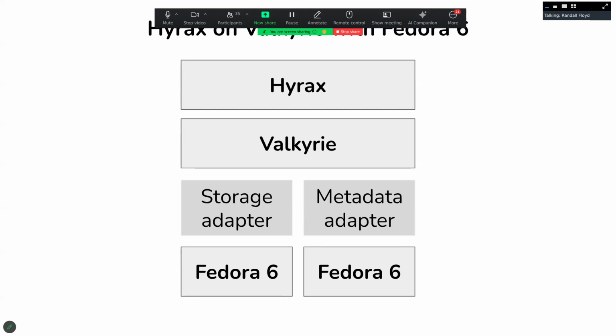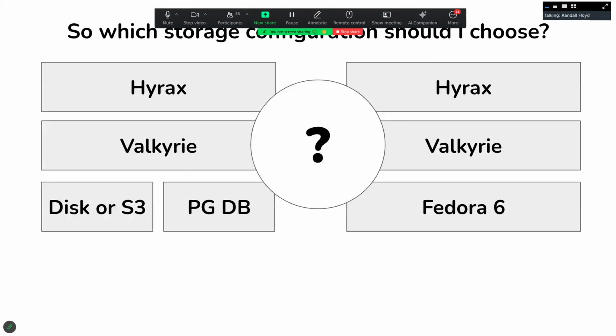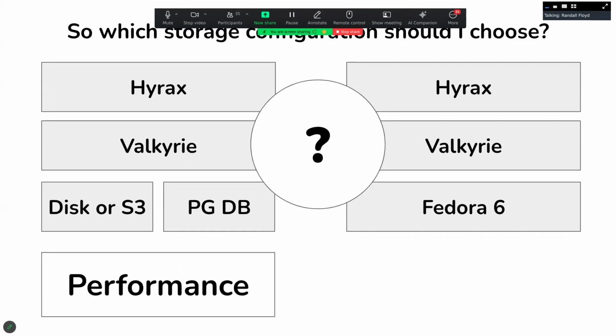So fortunately, because of Julie's great conversation about Valkyrization, I don't have to go too much more into that, except just to say that Valkyrie is the data configurable adapter layer that Hyrax now uses to talk to either of its storage options. So that always leads to this question then of, well, which configuration should I choose? Why would I choose one of these over the other? And that inevitably goes back to a slightly awkward conversation to manage, which is about performance.